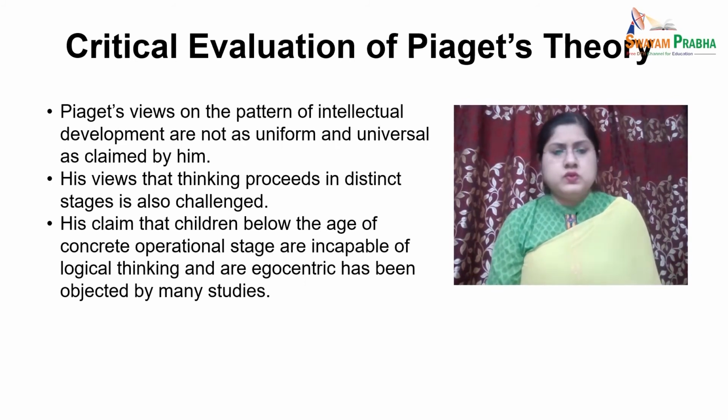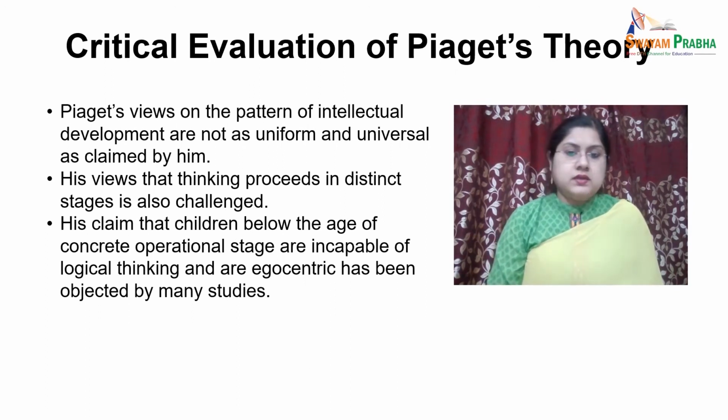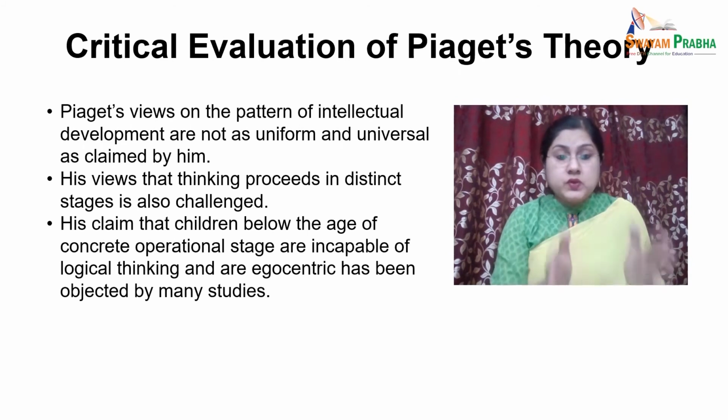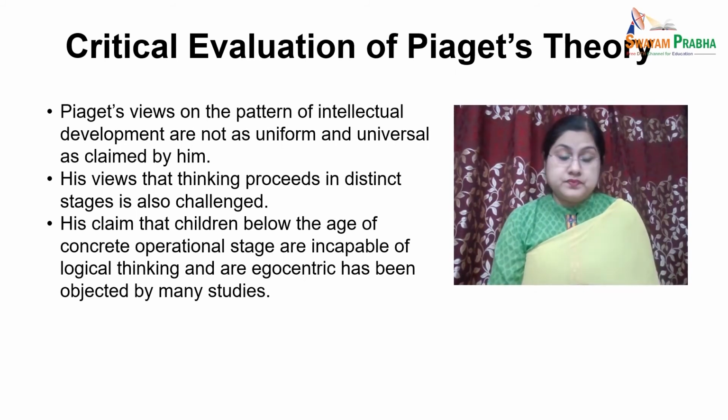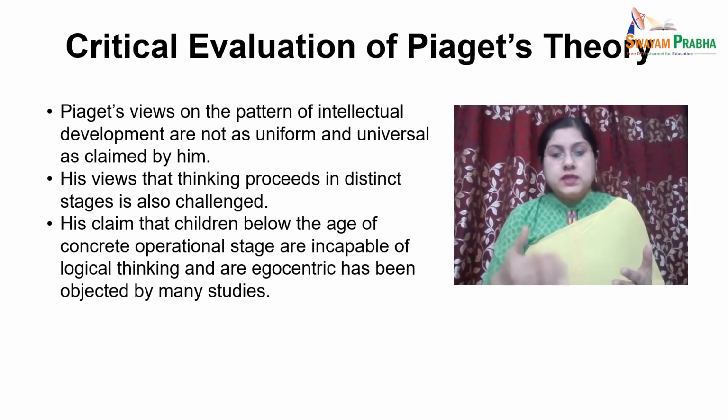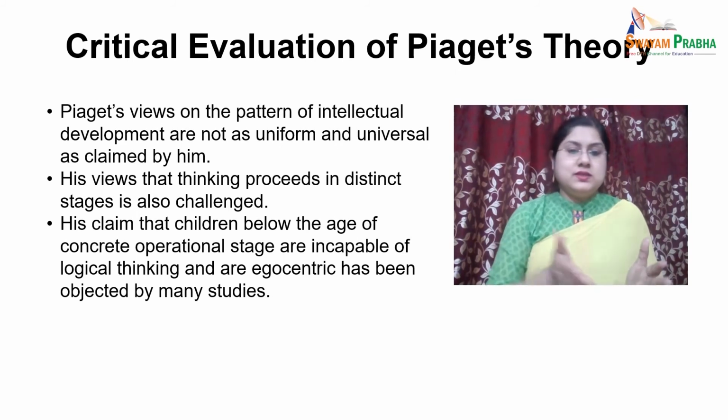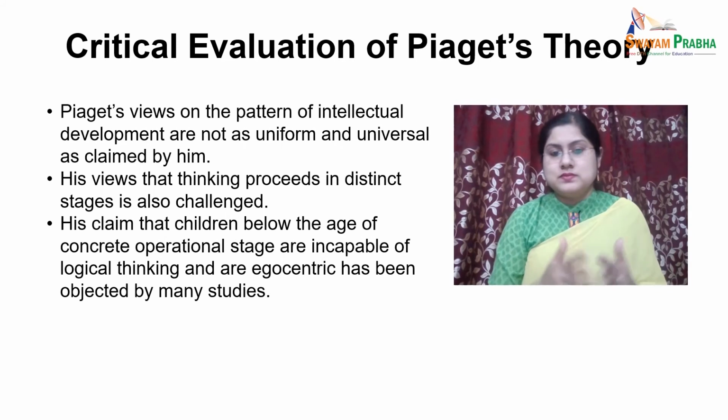But there are a few critical remarks also which we have to see, because critiques are very important whenever we are having a discussion and seeing a theory with a broader perspective. So let us see the criticisms which Piaget's theory has faced. The first point is that Piaget's views on the pattern of intellectual development are not as uniform and universal as claimed by him. He based his theory on detailed observations of European children, because we have already discussed that the earlier samples were his own three boys. So the critics say that the observations are based only on European children.